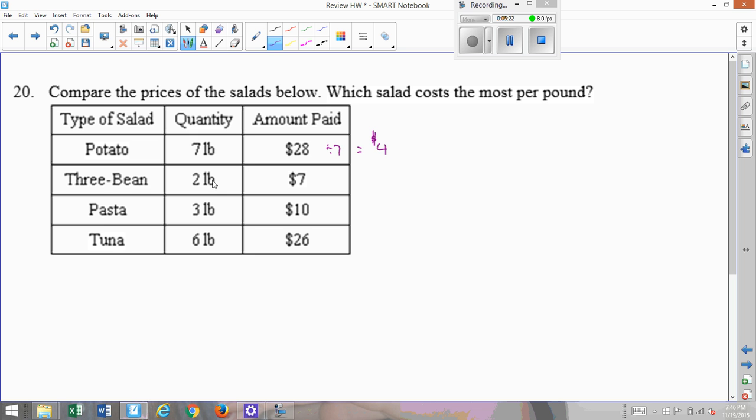This one, 7 divided by 2 is going to equal $3.50 per pound. This one divided by 3 comes out to $3. It's going to be 33, and it's going to be repeating, but it would be 33 and 1/3. This one is going to be divided by 6, and we end up with, let me see here, 4.